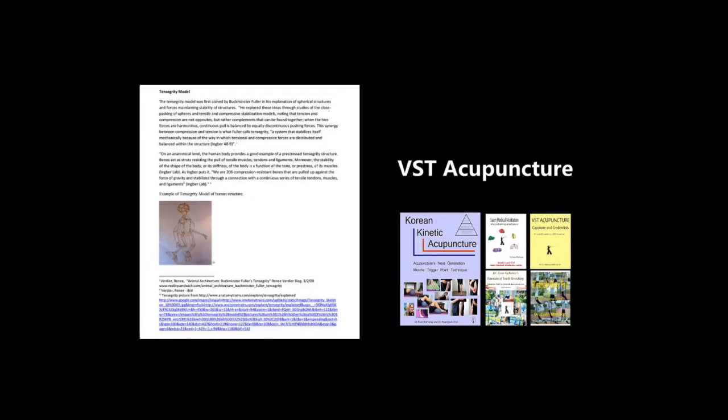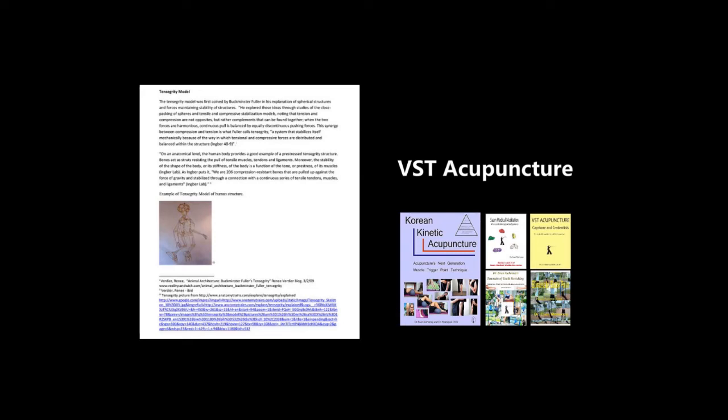When the two forces are harmonious, continuous pull is balanced by equally discontinuous pushing forces. This synergy between compression and tension is what Fuller calls tensegrity, a system that stabilizes itself mechanically because of the ways in which tensional and compressive forces are distributed and balanced within the structure.